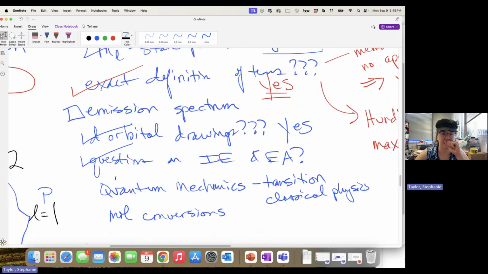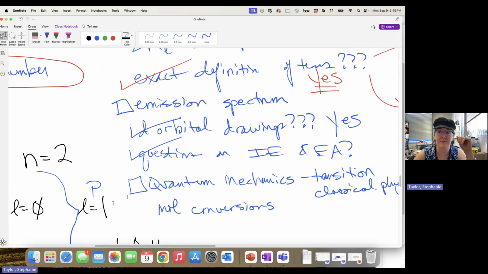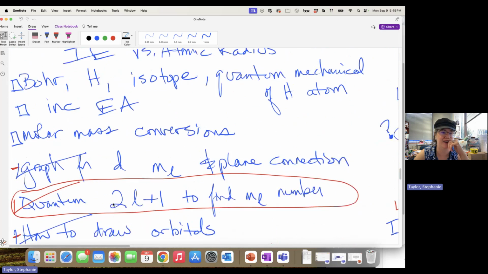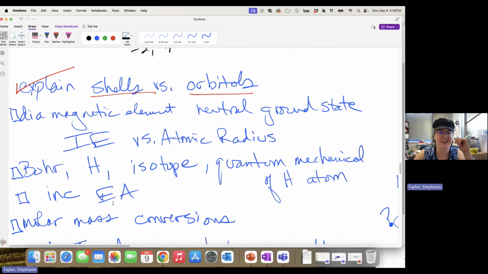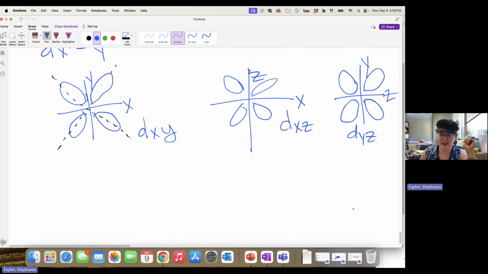I got some more. Let's go ahead and do a mole conversion, because I've spent a fair amount of time on quantum numbers and some drawing stuff, and I have not done a conversion yet. So let me change gears completely and do a grams to moles conversion question.